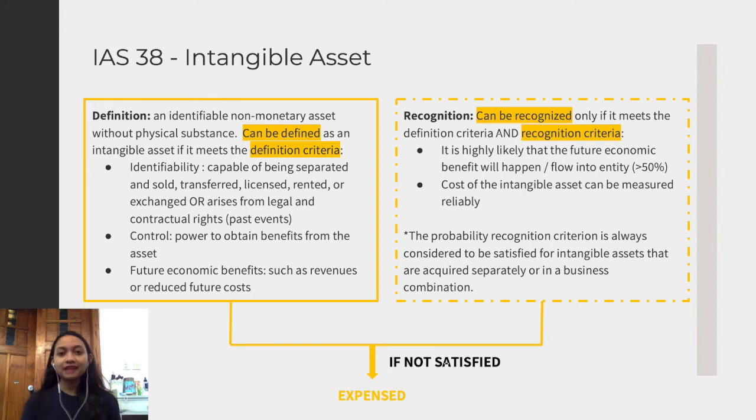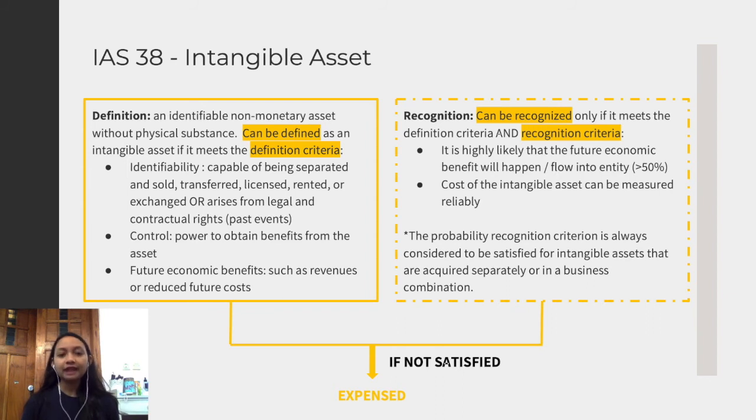Next, I'm going to talk about IAS 38 about intangible assets because, as I've mentioned before, sometimes companies intentionally misclassify expense as intangible asset, while in fact the definition of intangible asset itself is an identifiable non-monetary asset without physical substance that must meet three definition criteria. The first one is identifiability, which means that the asset is capable of being separated and sold, transferred, licensed, rented, or exchanged, or the asset arises from past events, which is legal and contractual rights.